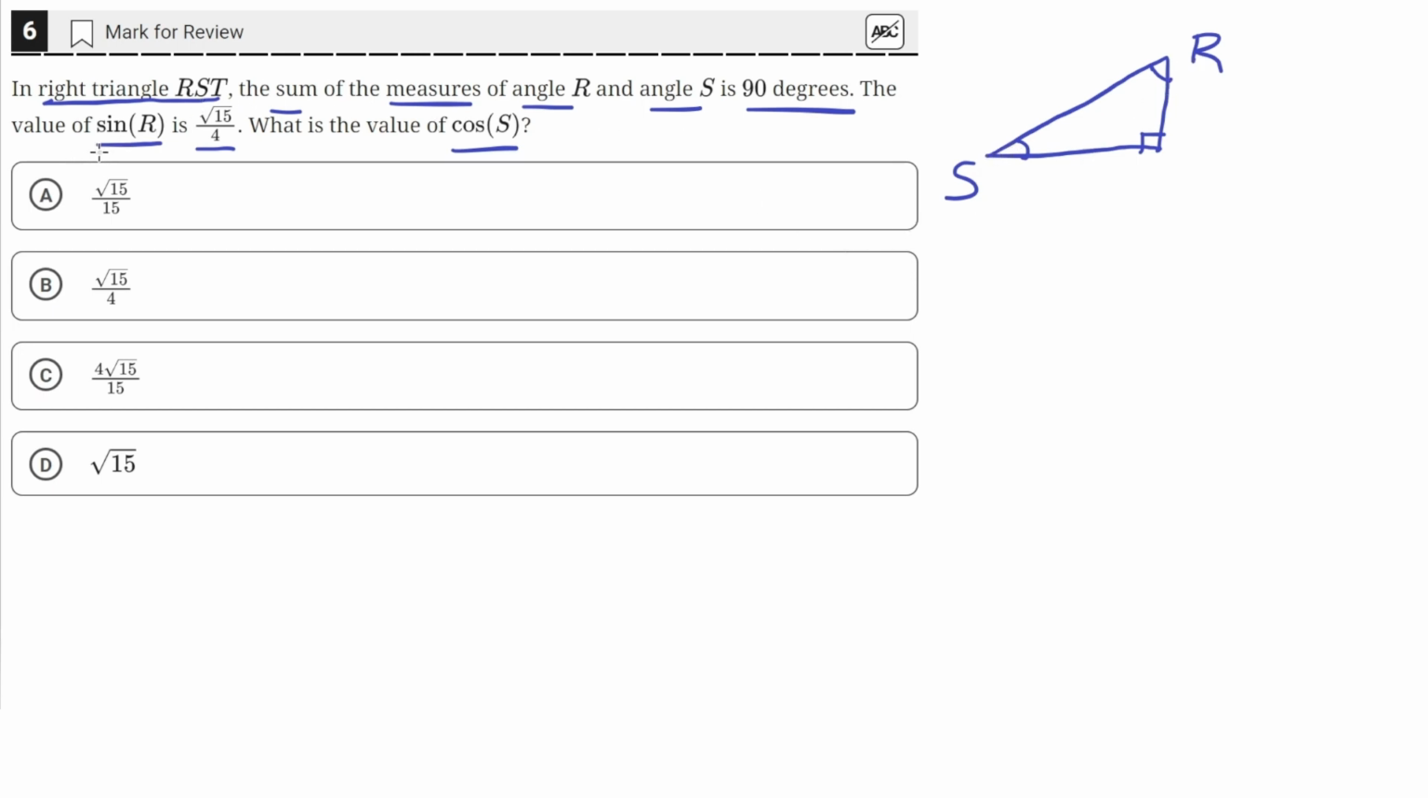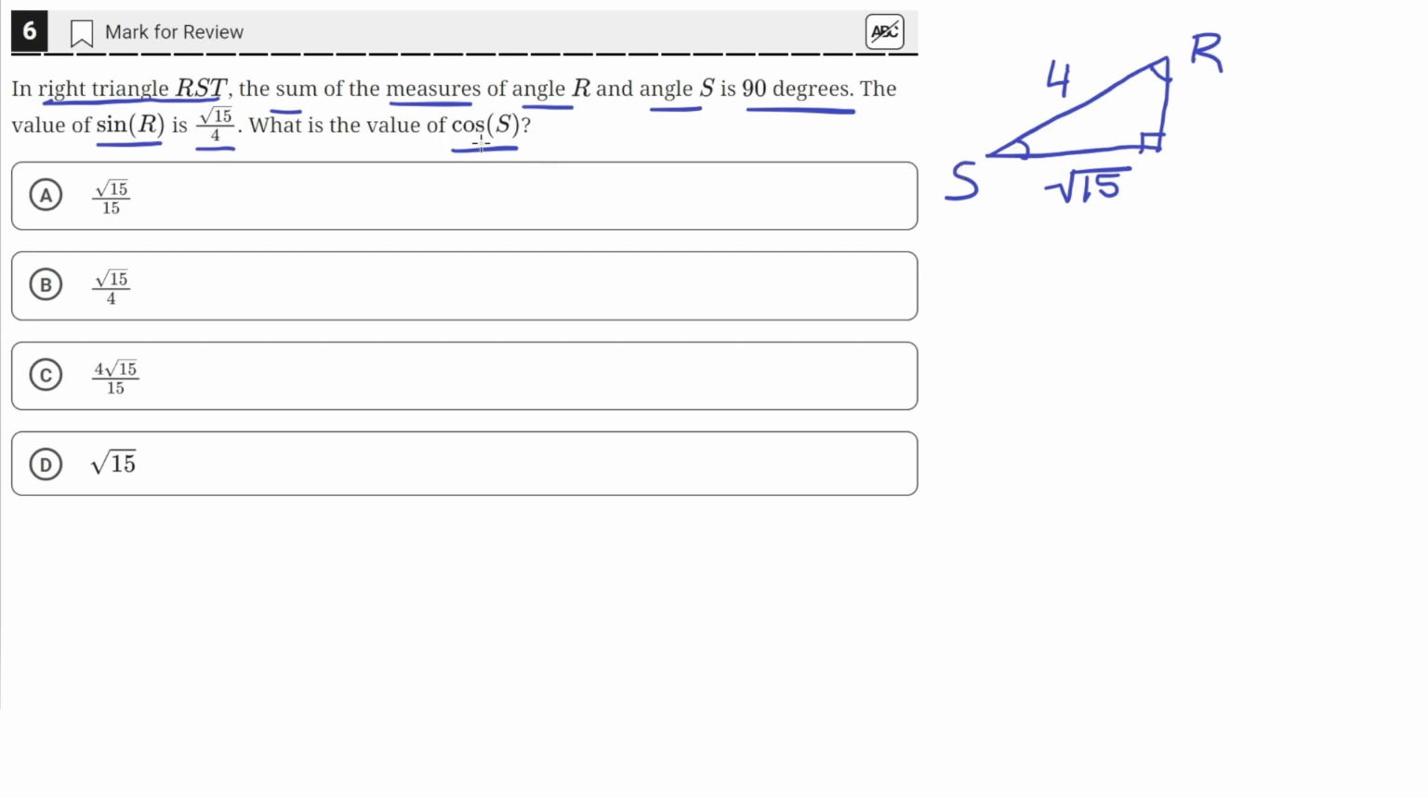And it's telling us that the sine of R is square root 15 over 4. So sine is opposite over hypotenuse. So opposite to R is this right here. So this is the square root of 15. And then divided by the hypotenuse. So it's saying the hypotenuse is 4. Okay, so that gives us two sides of the triangle. But that's all we'll need to find the cosine of S.